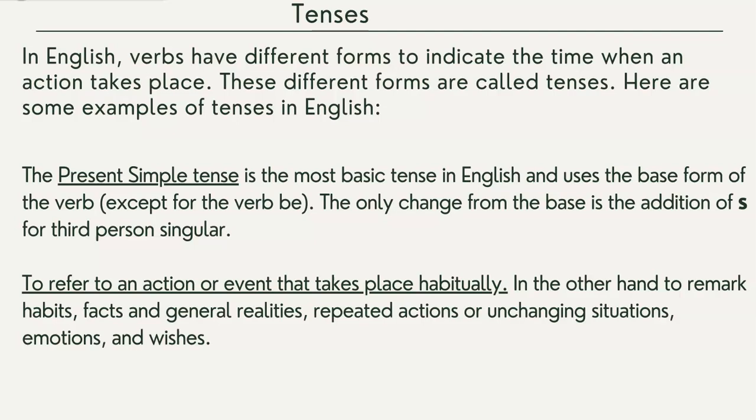The present simple tense is the most basic tense in English and uses the base form of the verb except for the verb be. The only change from the base is the addition of s for the third person singular, to refer to an action or event that takes place habitually. On the other hand, it is used to remark habits, facts, and general realities, repeated actions, or unchanging situations, emotions, and wishes.